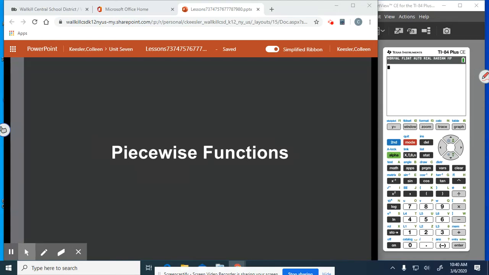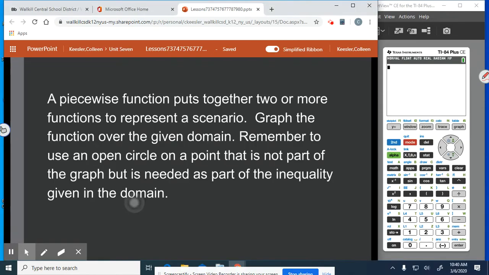Hi, algebra students. Today we are taking a look at piecewise functions. A piecewise function puts together two or more functions to represent a scenario. Graph the function over the given domain.